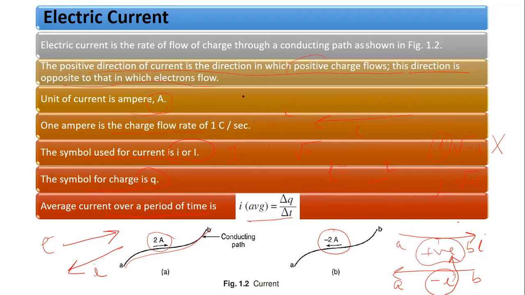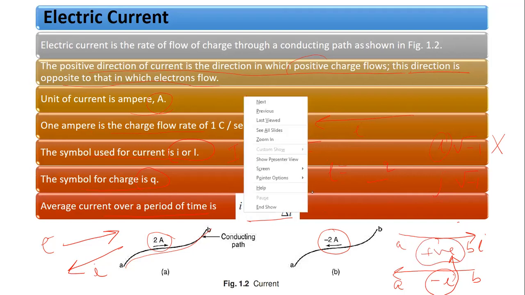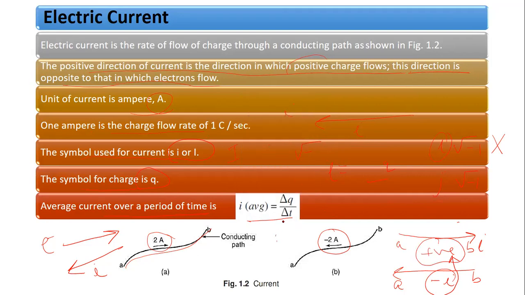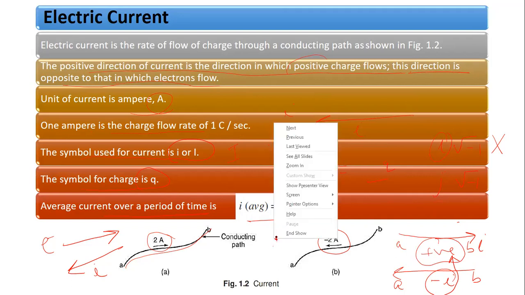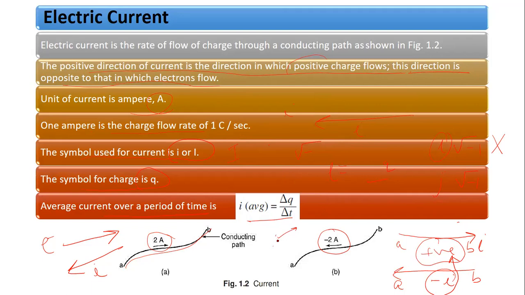For example, let us say there is a point. If there are two branches coming out of this particular point, in one branch the current is coming towards this point, and in another branch the current is going out of this point. The current here is, let us say, I1, and the current here is, let us say, I2. There are two currents, I1 and I2. Which one will you take as positive, and which one as negative?